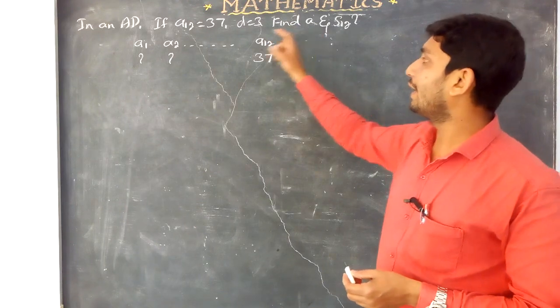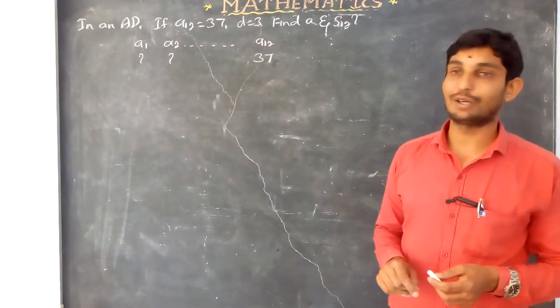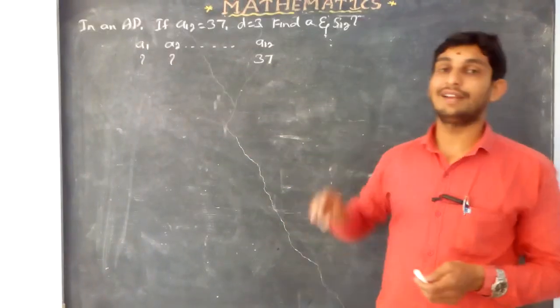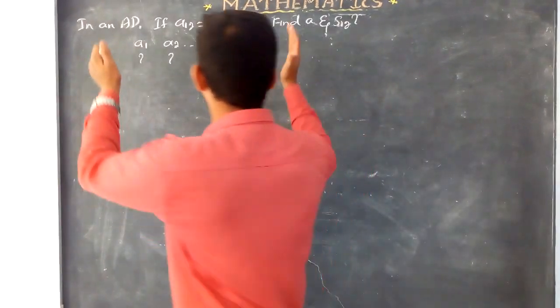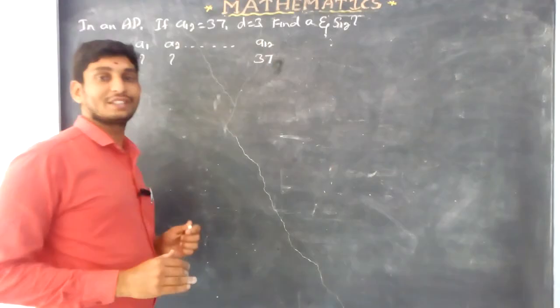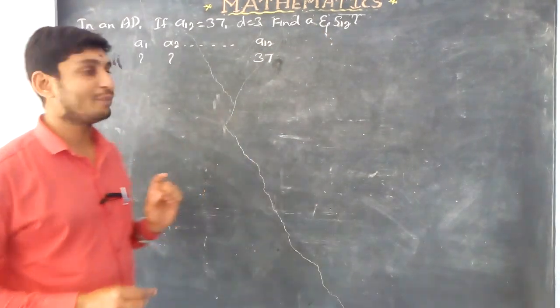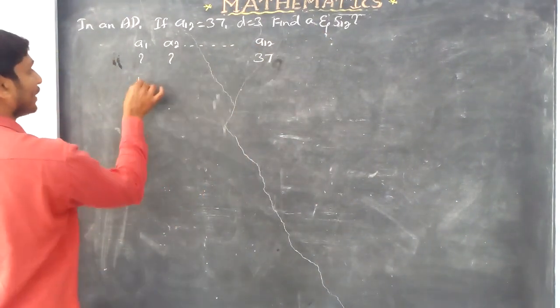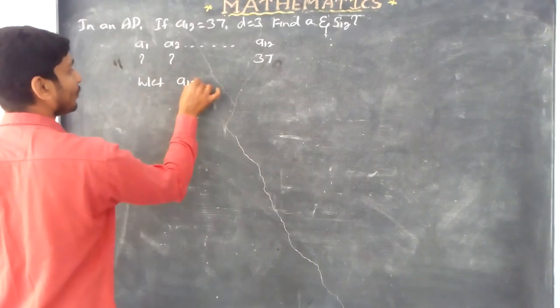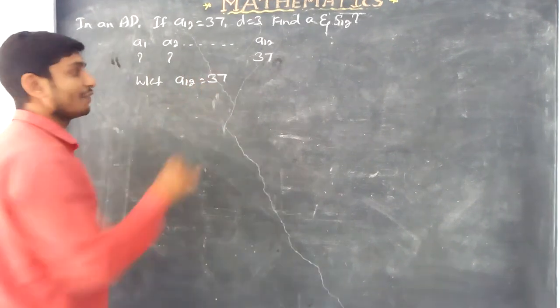ಓಕೆ, ಫೈಂಡ್ ಎ. ಹಾಗಾದ್ರೆ ಫಸ್ಟ್ ಟರ್ಮ್ ಏನು ಅಂತ ನಾವು ಫೈಂಡ್ ಮಾಡಬೇಕು. ಹಾಗೆ S12 ಮೀನ್ಸ್ ಸಮ್ ಆಫ್ ಫಸ್ಟ್ 12 ಟರ್ಮ್ಸ್. ಈ 12 ಟರ್ಮ್ಗಳ ಸಮ್ ಎಷ್ಟು ಅಂತ ಫೈಂಡ್ ಮಾಡಬೇಕು. ಹಾಗಾದ್ರೆ ಫಸ್ಟ್ ಏನ್ ಫೈಂಡ್ ಮಾಡ್ತೀರಾ? ಎ ಫೈಂಡ್ ಮಾಡ್ತೀರಾ. ಹೌ ಟು ಫೈಂಡ್ ಎ? ಒಂದು ಕ್ಲೂ ಕೊಟ್ಟಿದ್ದಾರಲ್ಲ. ವಾಟ್ ಇಸ್ ದಟ್ ಕ್ಲೂ? 12th term is equal to 37 ಅಂತ ಕೊಟ್ಟಿದ್ದಾರೆ.